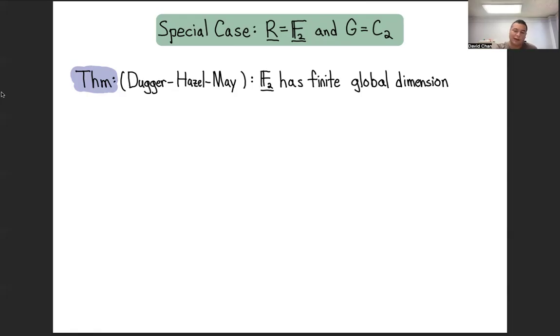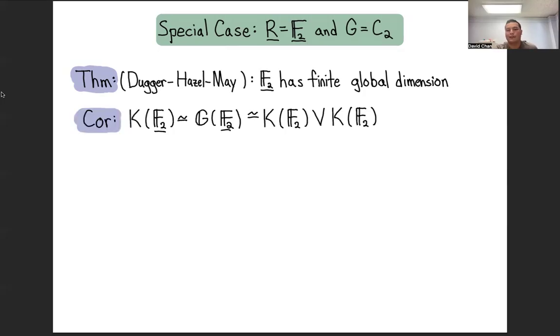So there's this theorem. I think this is due to Dugger, Hazel, and May, but if this is not, certainly they prove it. If it's been proven earlier, I'm unaware. But they prove that this ring has finite global dimension, or this Green functor has finite global dimension, by which I mean that the Ext groups vanish above a certain level. And remember, by Quillen's theorem, and you can apply this in the exact same way to Green functors as you do to rings, this implies that the K theory of constant F_2 is equal to the G theory of constant F_2, which we just computed above.